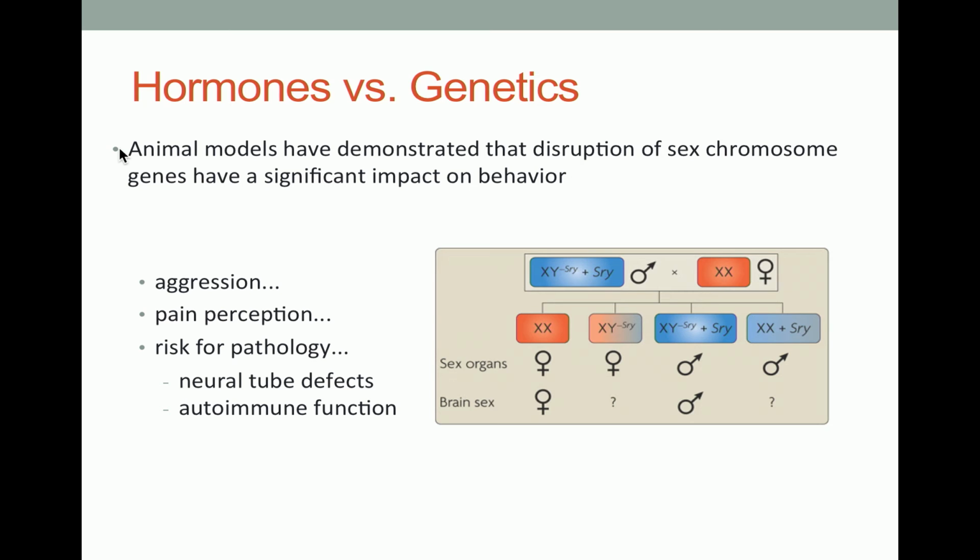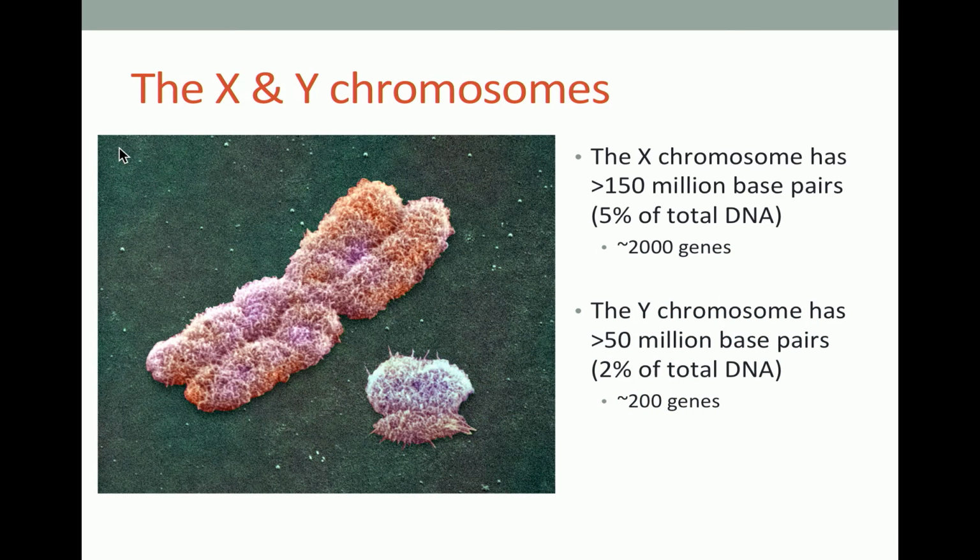And there's also additional animal evidence to support this. Art Arnold down at UCLA, many of you know, created this mouse with the SRY, where he's able to separate both the genetic sex and the testosterone influence. He found in the animals that specifically from sex chromosome complement, or sex chromosome influence, you can have differences in a number of behavioral phenotypes, whether it's aggression, pain perception, things like autoimmune or neural tube defects as well.